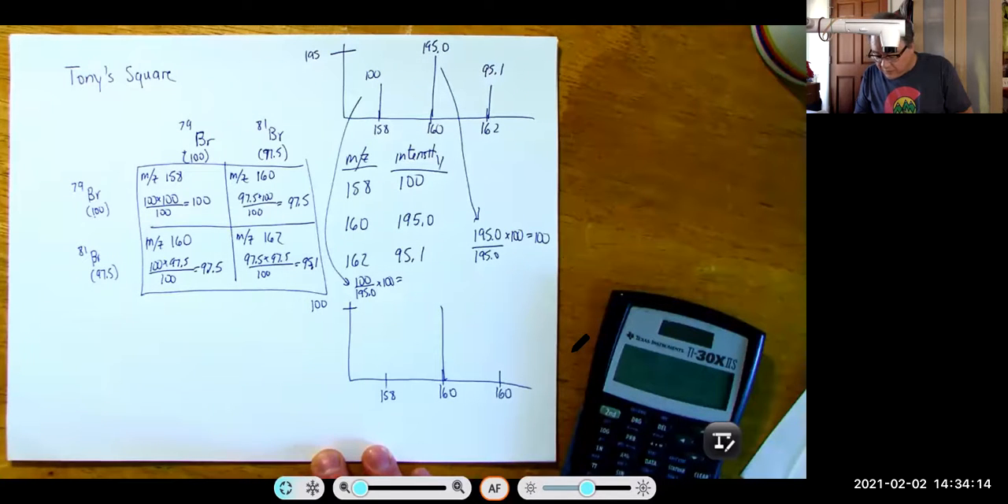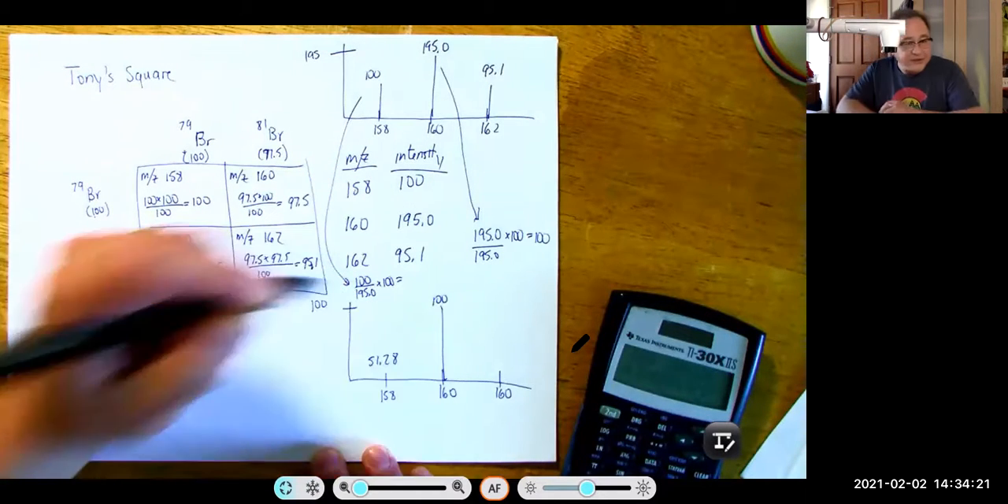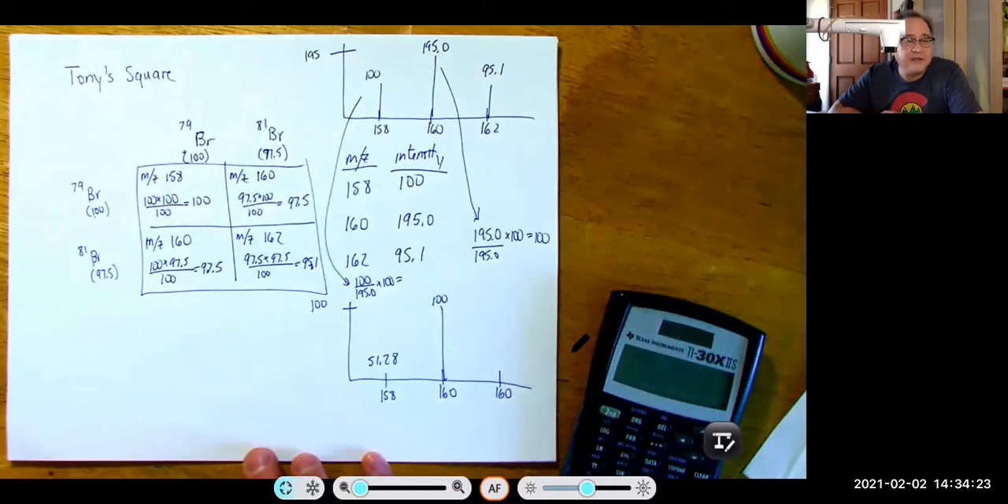I get 51.28. Anyone else? Oh, my internet connection is unstable. That's no good.